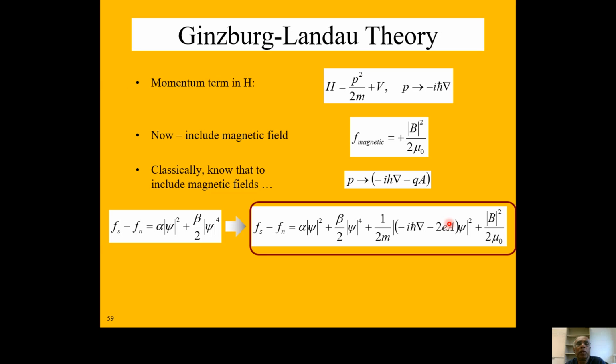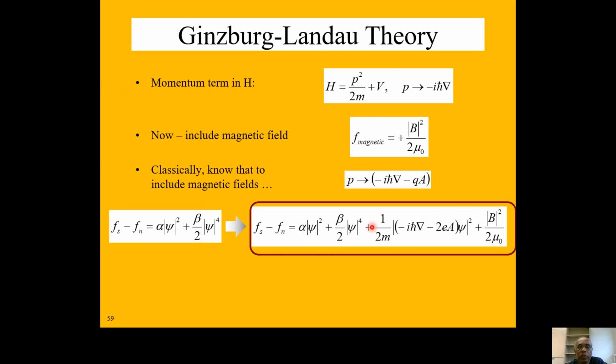So then came along Ginzburg. He introduced this non-zero magnetic energy, B squared over 2 mu 0, and also in his Hamiltonian, he included the quantum momentum. Everybody remembers this one, but in this P, he also introduced a vector potential term. So you have this, now this is the Landau-Ginzburg theory. This is what Landau proposed, right? He had only this term.